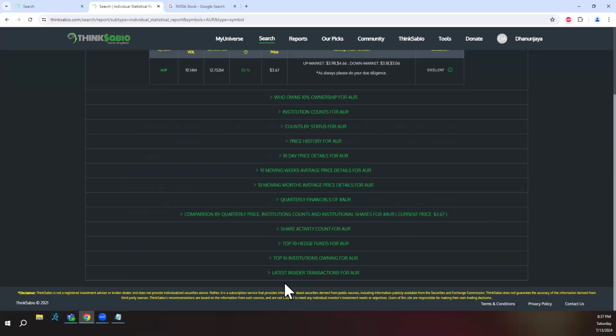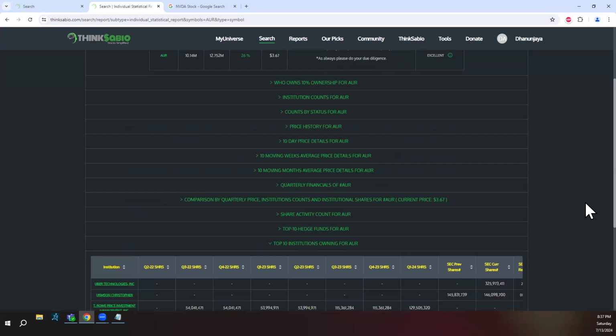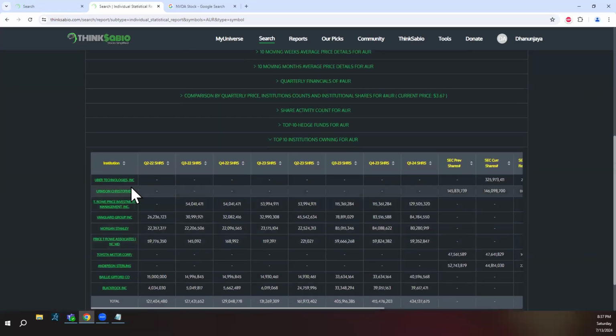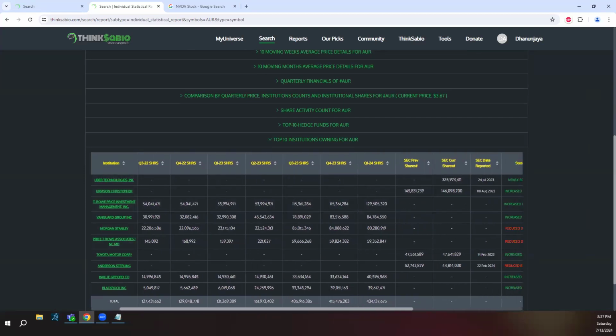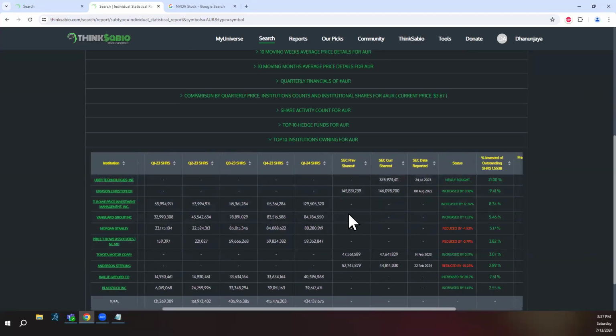Now, I told you who the top people that invest are. And luckily or unluckily, Uber is here on the top with a certain number of shares. This is because when some insiders sell, report, and they are part of it and they don't do quarterly, the ThinkSabio continues to show it for 1 to 2 years, if I'm not wrong. So that's the reason you see 325 million shares here.